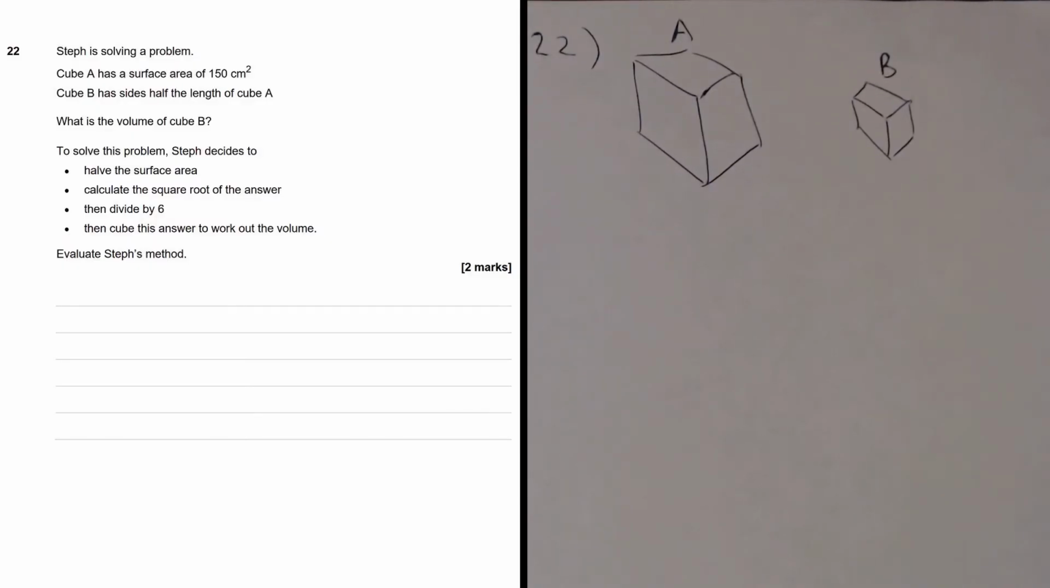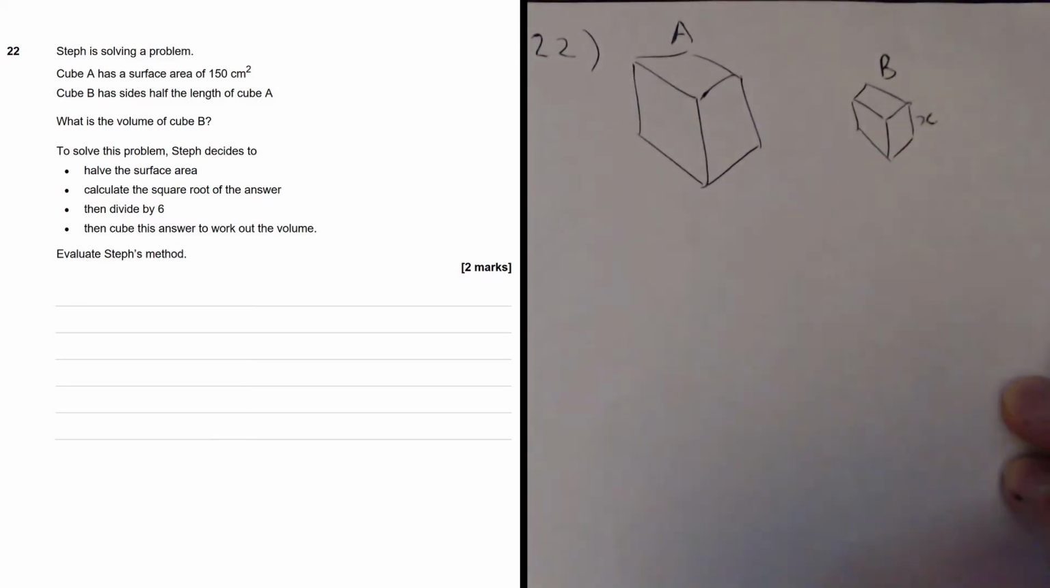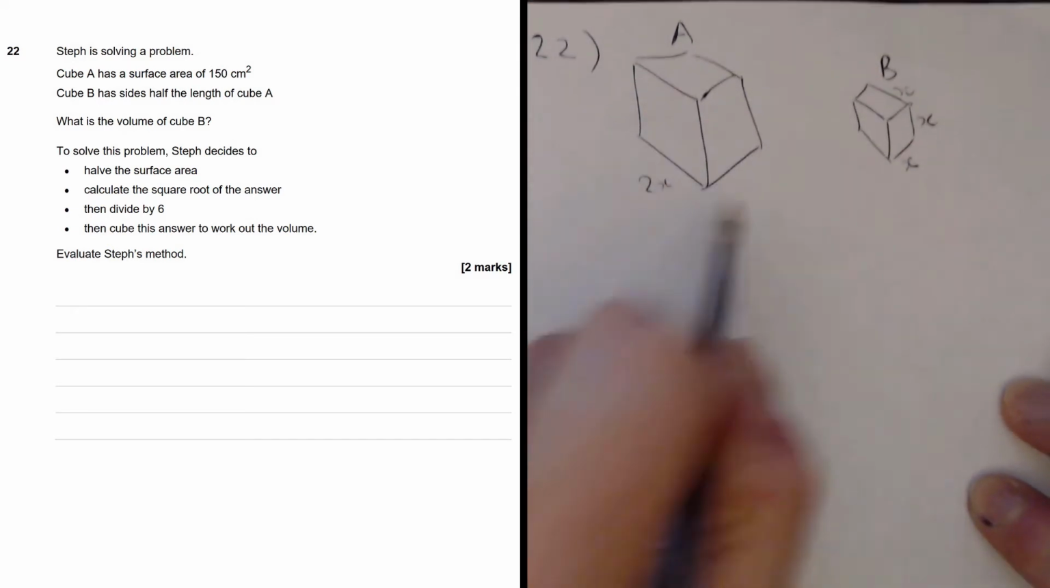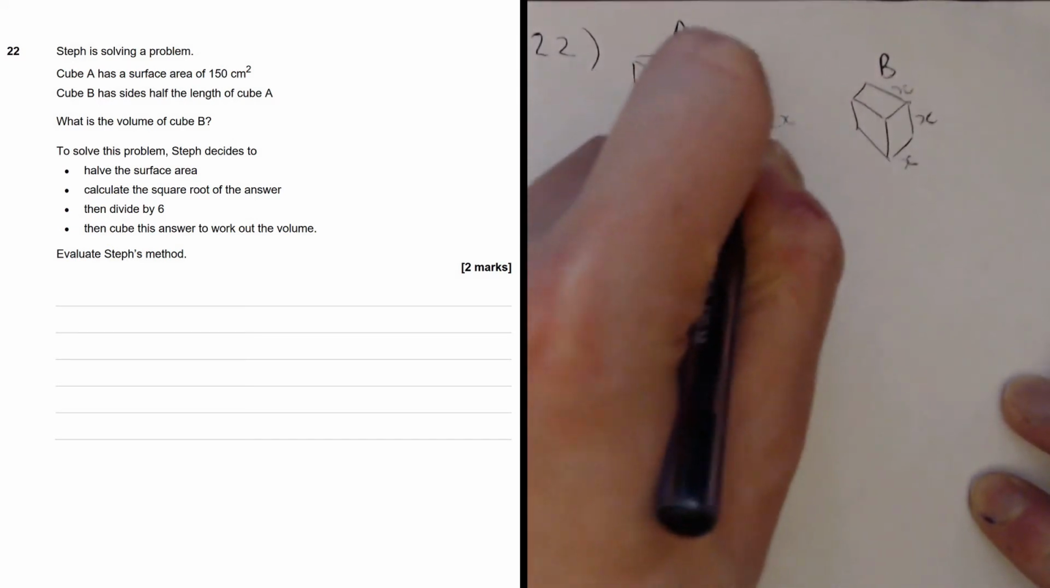In question 22, we are told that Steph is solving a problem. There's cube A that has a surface area of 150 centimeters squared, and cube B that has sides half the length of cube A. She's asked to find the volume of B. To solve this problem, she's come up with her own method, and we need to evaluate her method. Well, let's just have a look at what we know. We know that the sides of cube B are half the length of cube A. So if we pretend that the sides of cube B are all x, then the sides of cube A are all obviously going to be 2x.